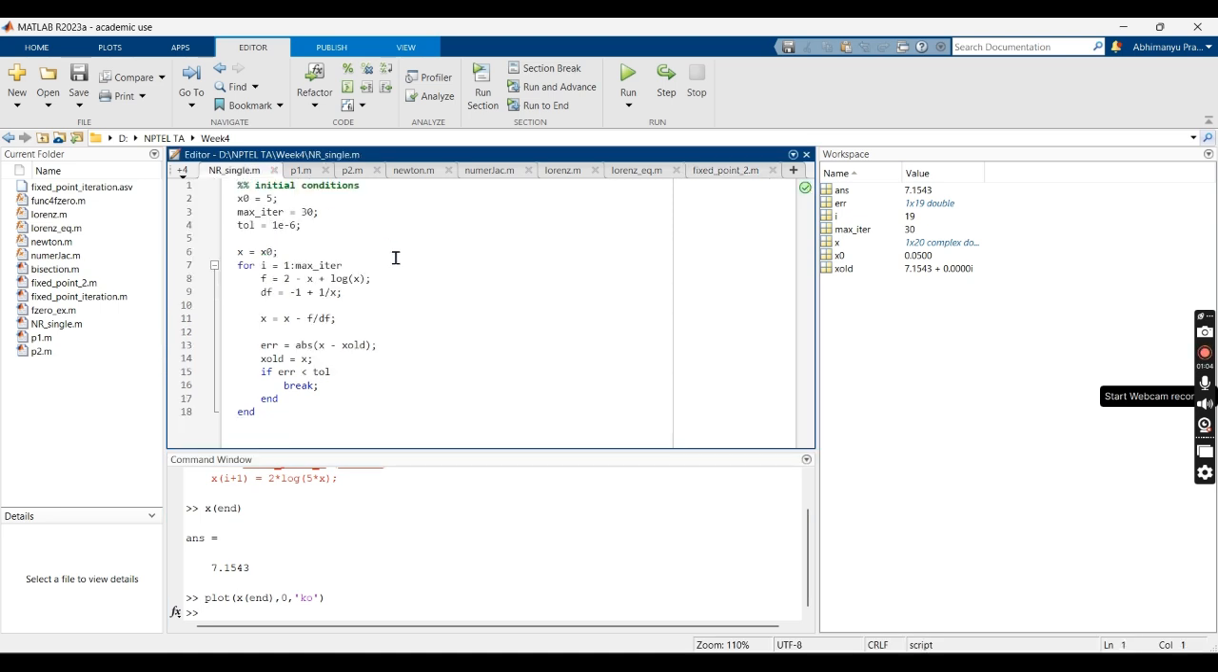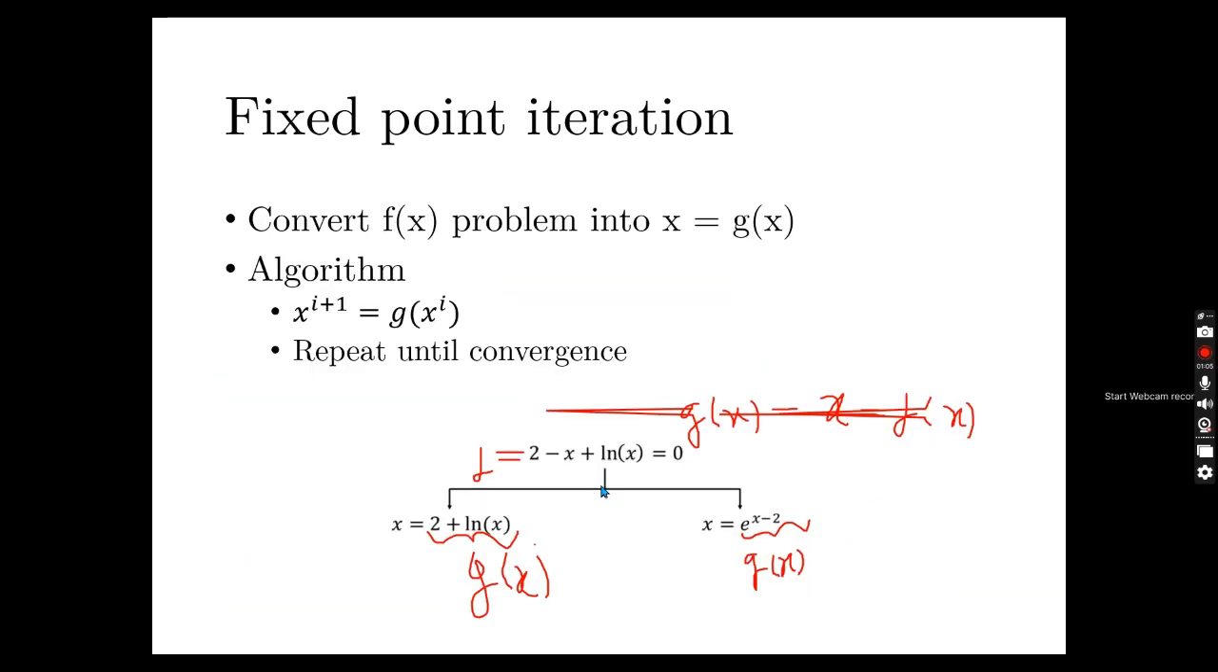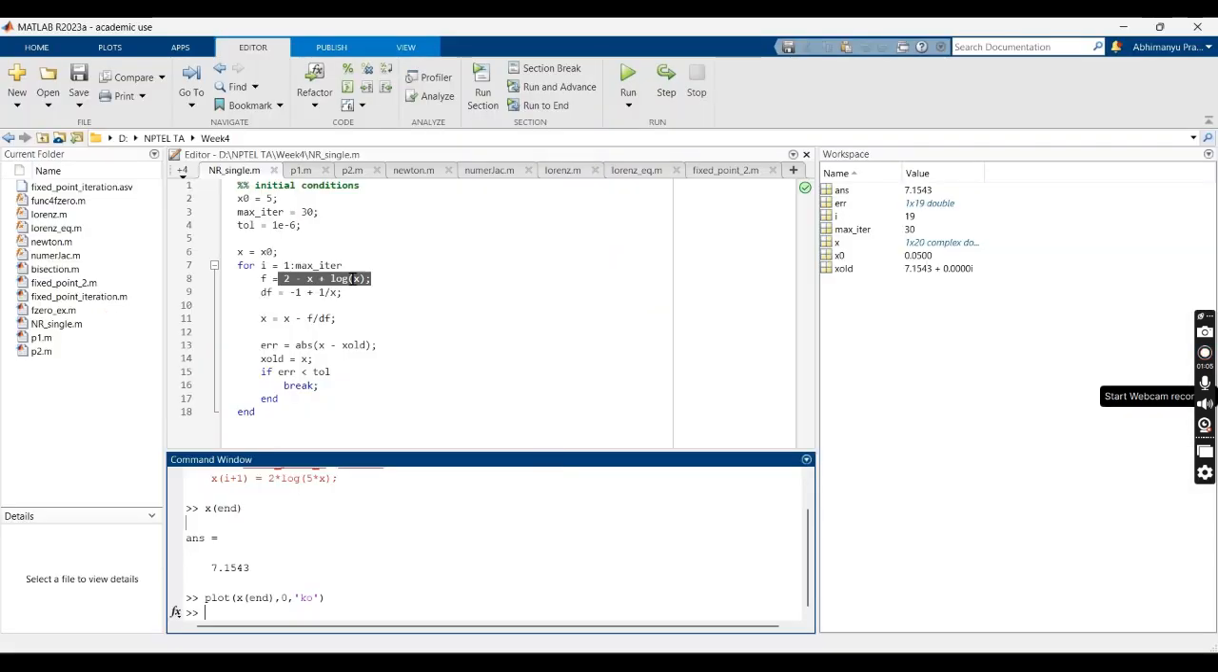Yeah, for a single variable. So this is my function. Okay, we are solving the same problem, the first problem that we were doing. So this is my f(x), and if I write f prime of x, then that would be -1 plus 1 upon x. Okay, so that's what I have written.